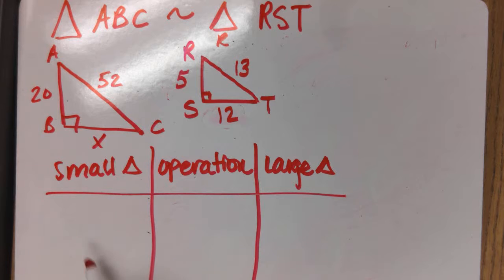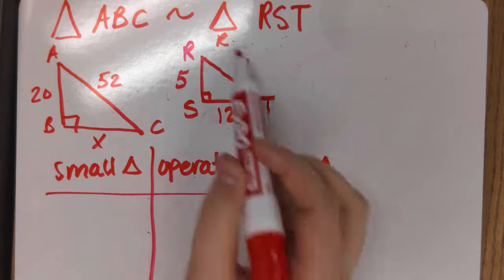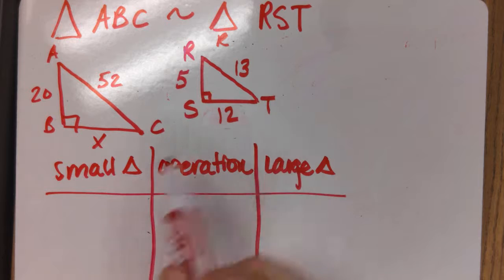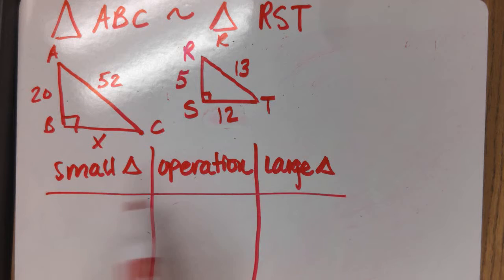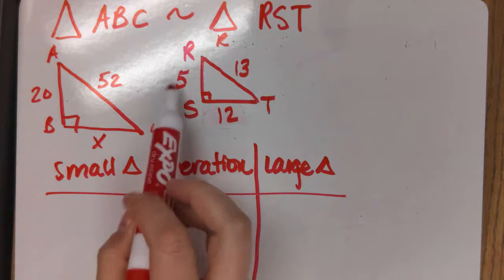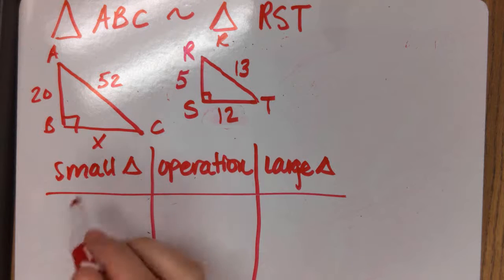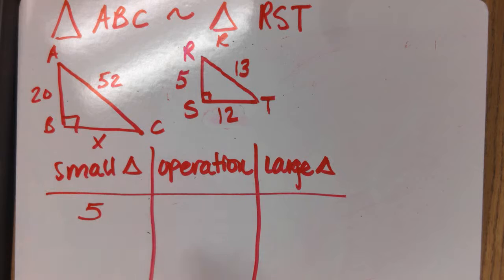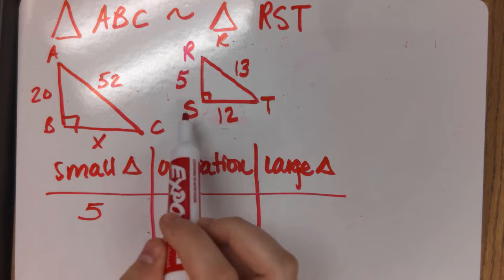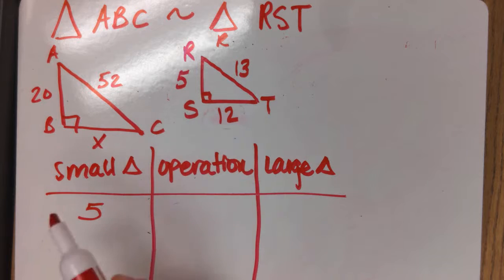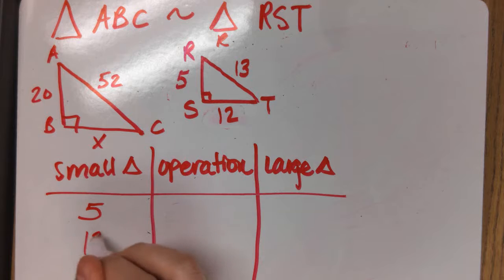I like to start with the small triangle and order the side lengths from least to greatest. This will help me make sure that I have the corresponding sides across from each other in the table. So the smallest side is RS, which is 5 units. The medium side is ST, which is 12 units.